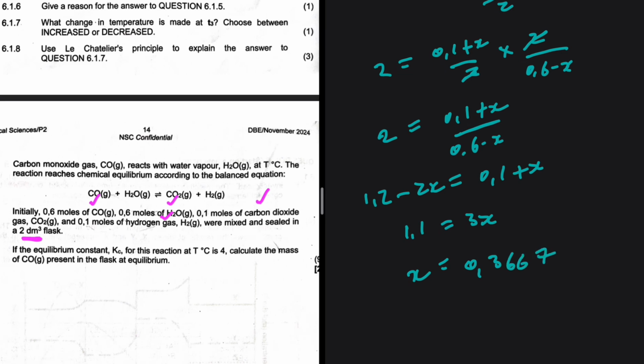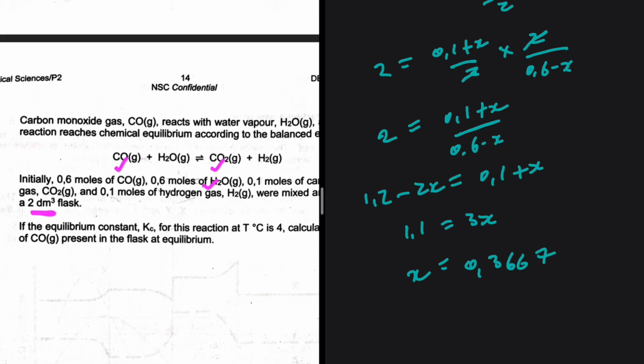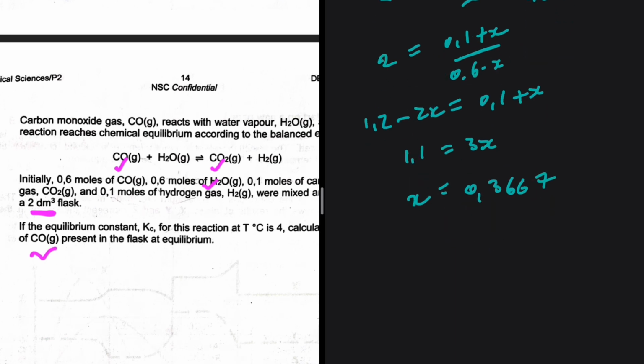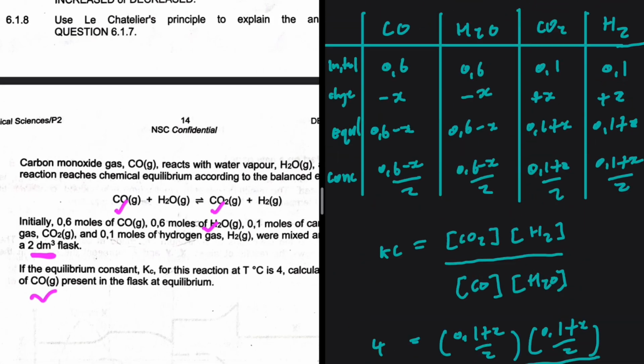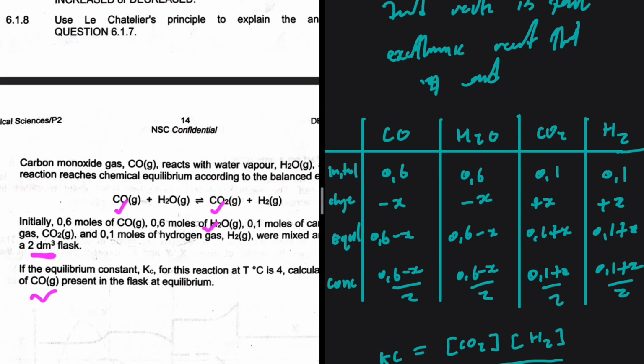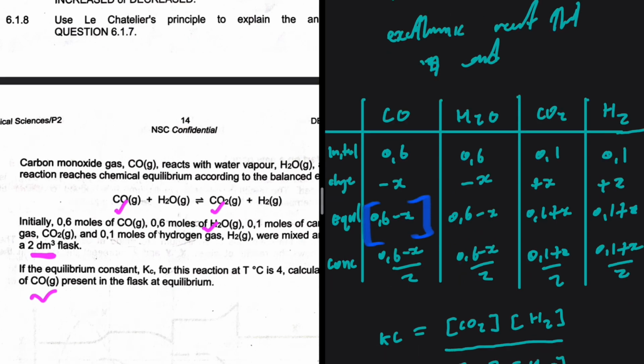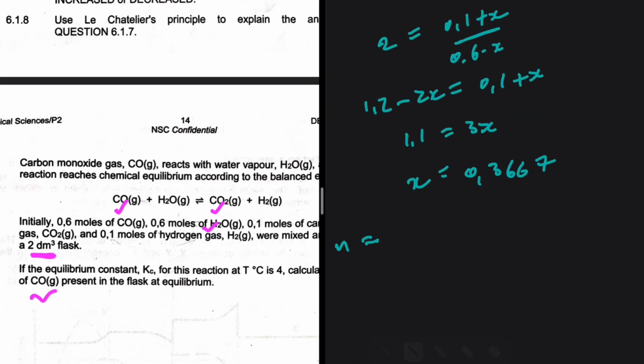What are we looking for again? The mass of carbon monoxide at equilibrium. So the number of moles of carbon monoxide at equilibrium. Let's go to our table. For carbon monoxide at equilibrium, we have 0.6 minus x, is that right? So this is 0.6 minus 0.3667. Let me put that in my calculator.